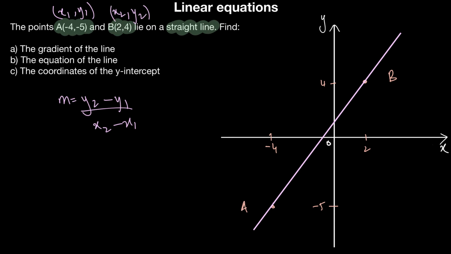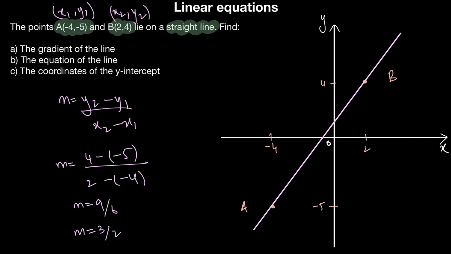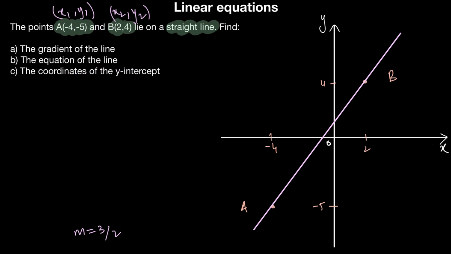And when I do the math, I see that y2 minus y1 is 4 minus -5, and x2 minus x1, which is x2 is 2, and then x1 is -4. So the slope comes out to m is equal to 9/6, and if we simplify, the slope is equal to 3/2. Now that we've calculated the slope, this is the answer for part A.